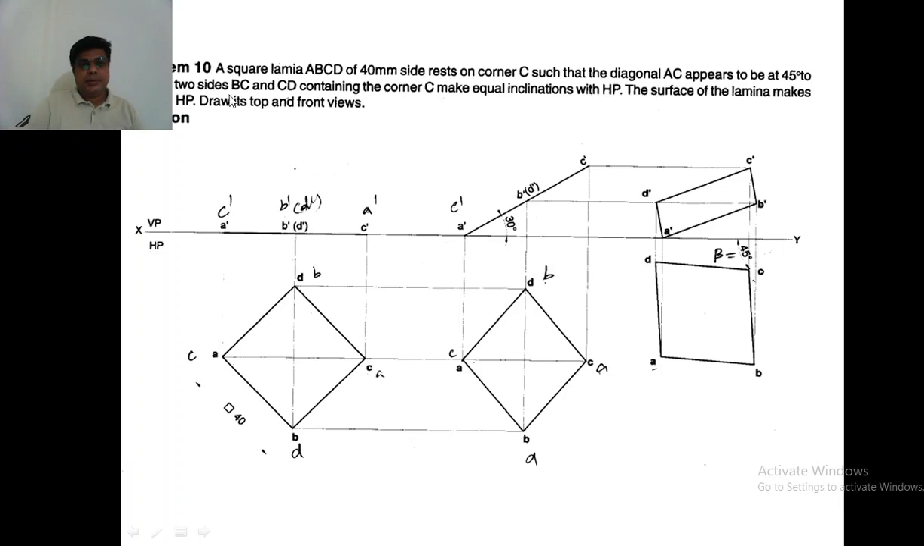And the surface is making equal inclinations with HP. It is given here, and the surface makes 30 degree to HP. So first you take this condition and then you take this condition. So first you take with respect to HP, then you take with respect to VP.